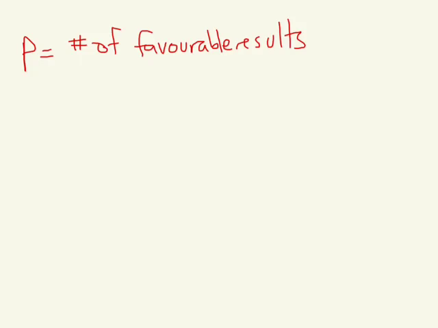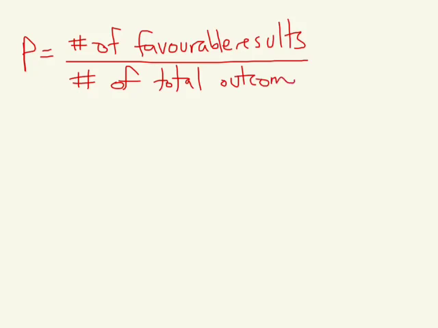Now, we're not usually just concerned about the sample space. We're usually aiming to determine what the probability is. Now, probability has a formula that we use, and really it makes sense. The probability of an event happening would be the number of favorable results, and we divide that by the number of total outcomes, or the number in the sample space.